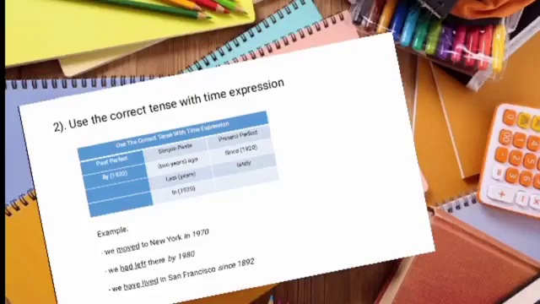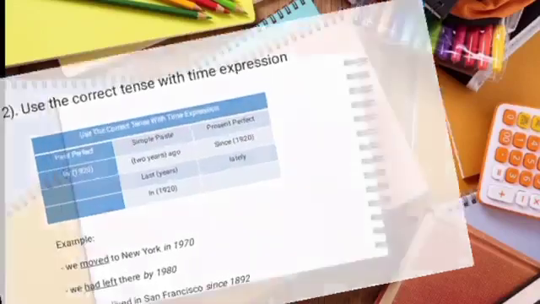For the second, we had left there by 1980. We should see the time expression first. It uses by 1980. So, it is the time expression for past perfect. Past perfect is had plus verb 3. That is true in the sentence, that is had plus left. Left here is verb 3 from leave.